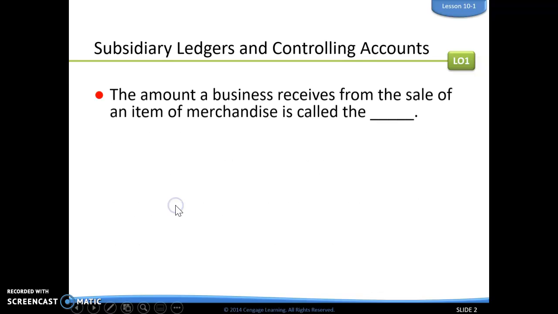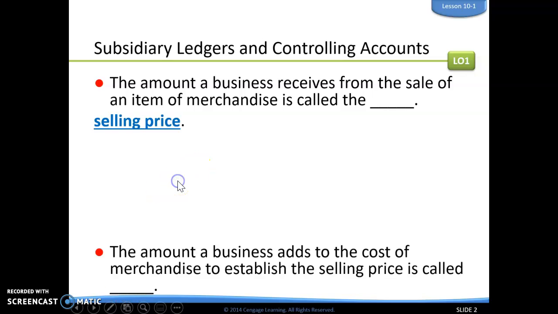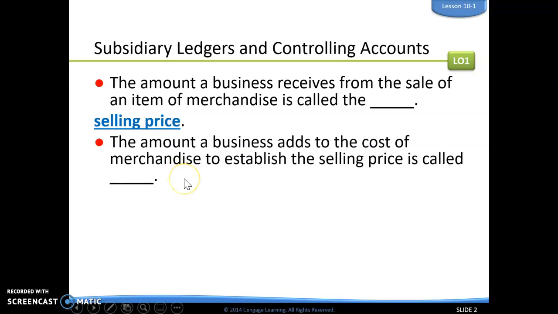Subledgers and controlling accounts. The amount of money received from the sale of an item of merchandise is called the selling price, so how much we sell the item for. The amount a business adds to the cost of merchandise to establish the selling price is called the markup.